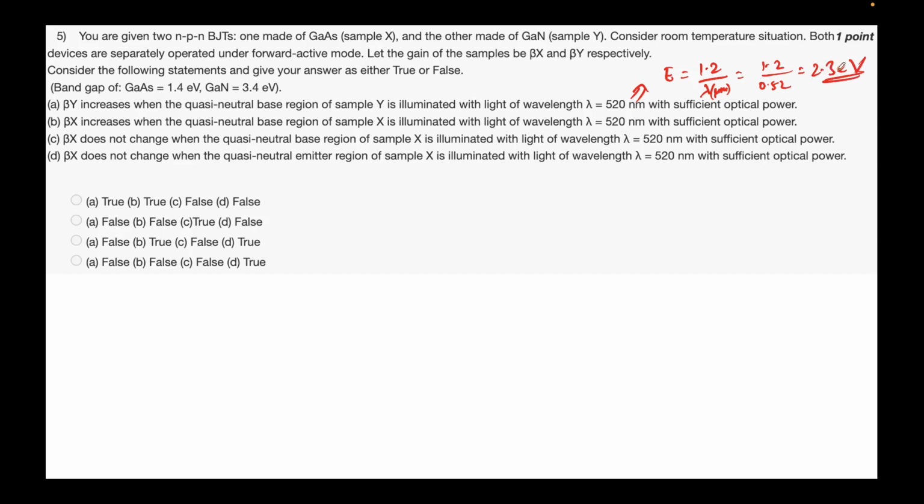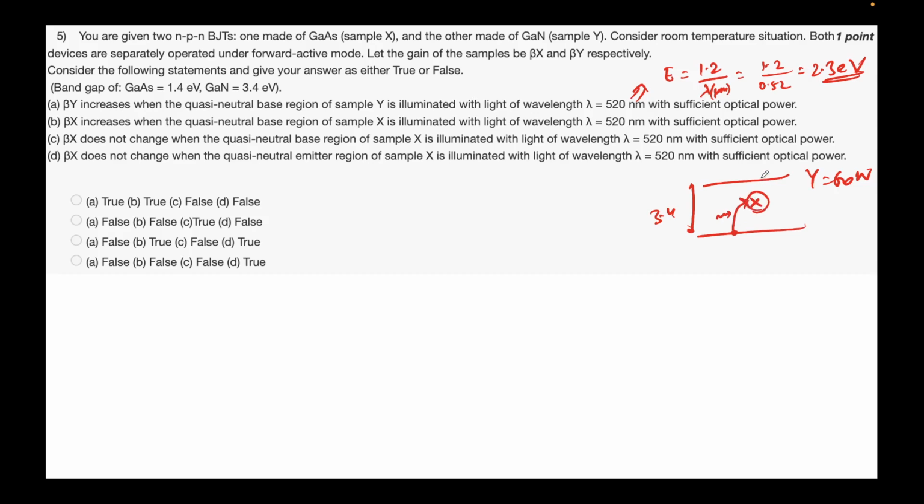When you shine 2.3 eV on GaN, nothing will happen. When you're shining light, essentially it generates electron hole pairs. But when you shine 2.3 eV light on a GaN sample, nothing will happen because its band gap is 3.4 eV. Even if an electron is here, if you shine 2.3 eV light, it can go only here, and there is no state present here. So this photon is useless.